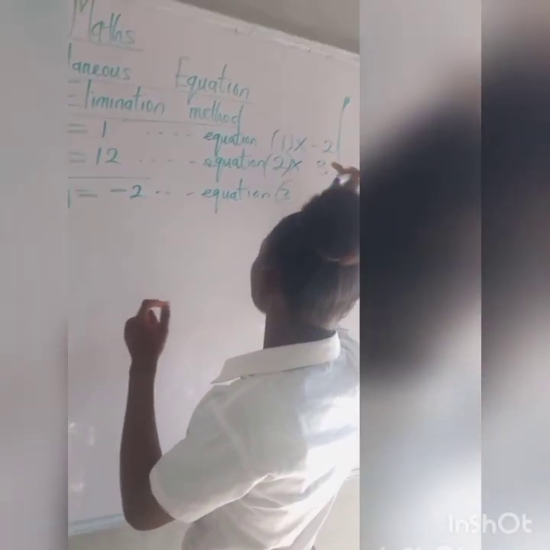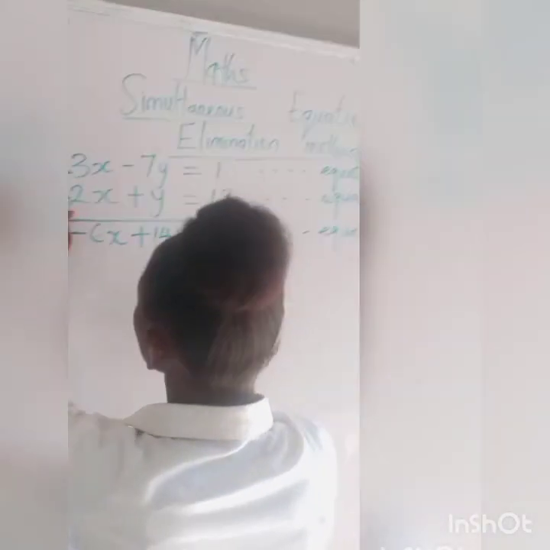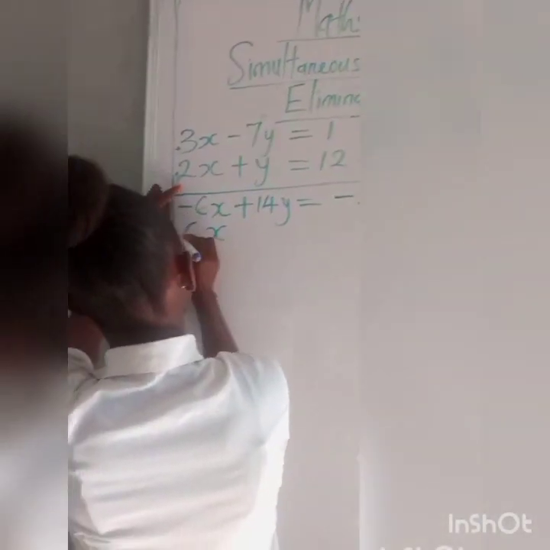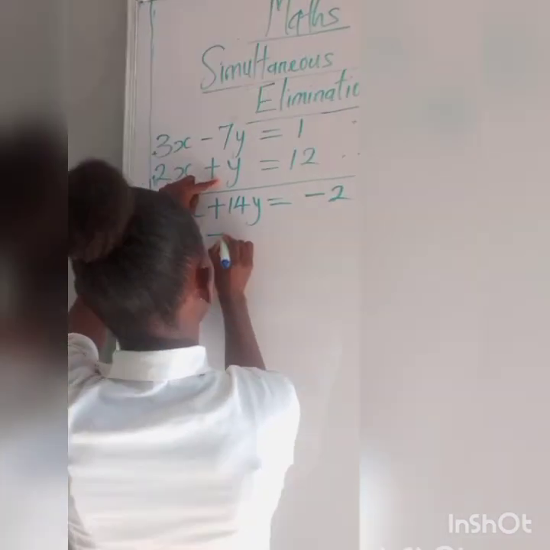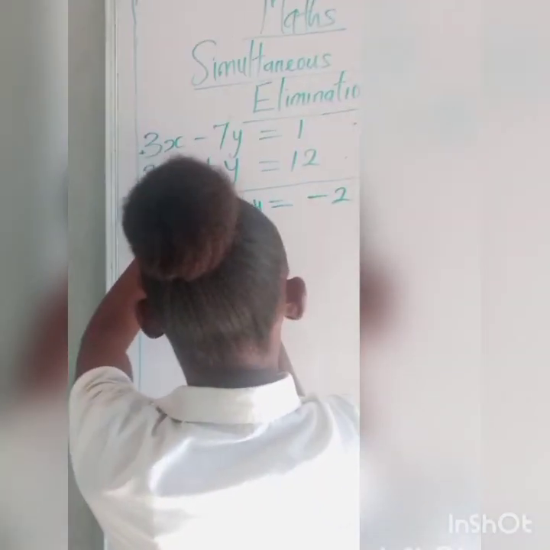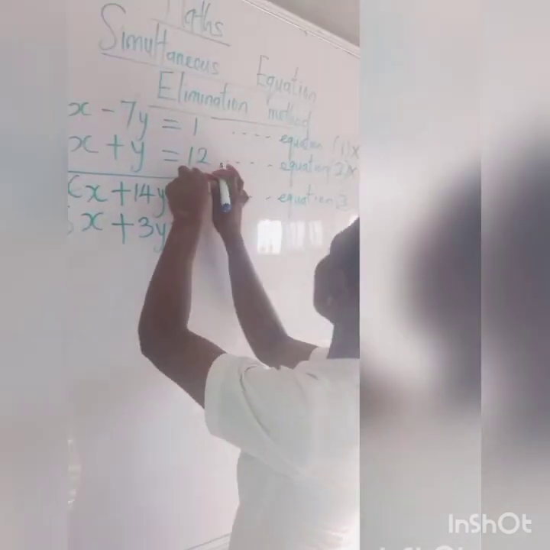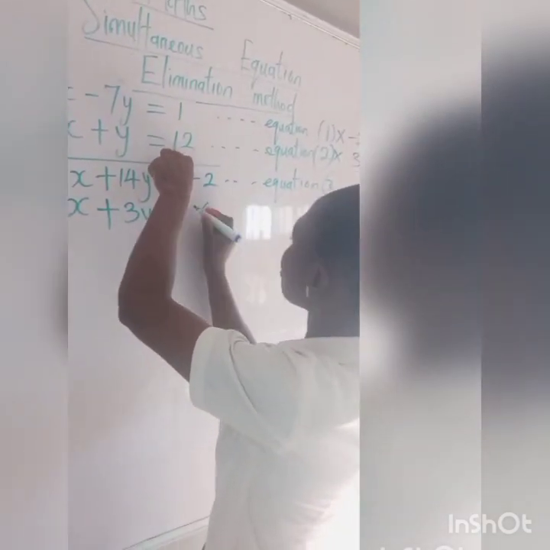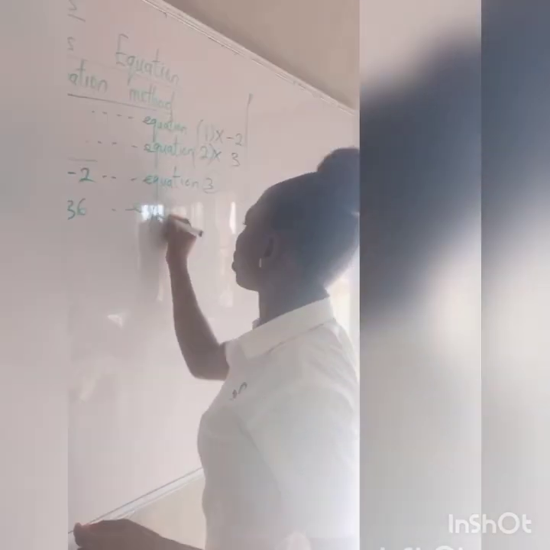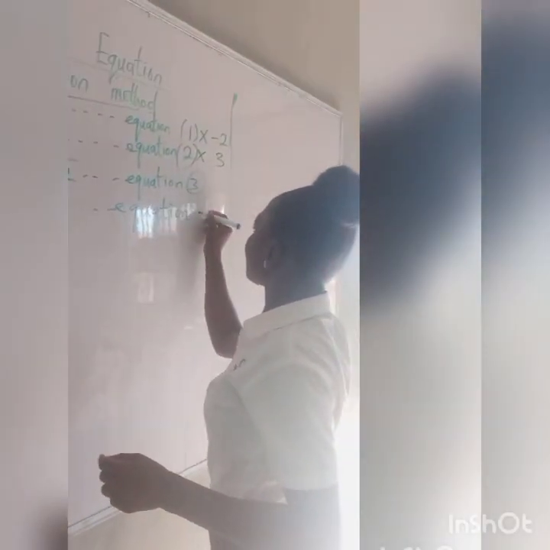Now, this is equation 2, I'm multiplying by 3. 3 times 2, that's 6x. Don't forget it's plus 6. Now, plus this 3 times y, plus 3y equals 3 times 12, 3 times 2 is 6, 3 times 1 is 3. This will be my equation 4.